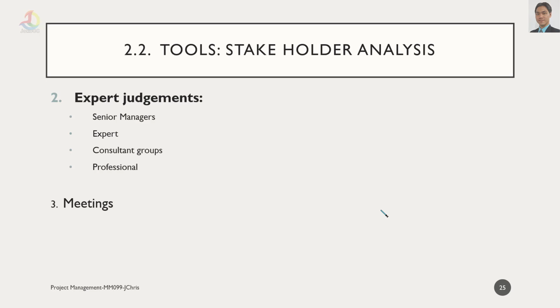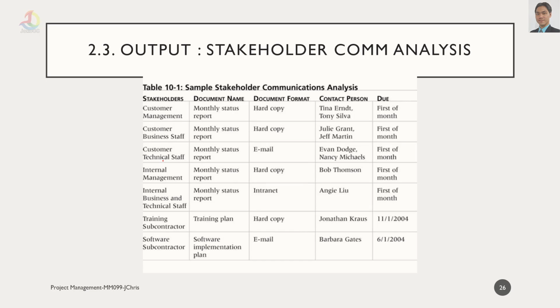The tool for stakeholder analysis is expert judgment, consisting of senior managers, expert consultant groups, and professionals. And usually to do the stakeholder analysis, we're going to do it in meetings. Now, this is the example of stakeholder analysis, communication analysis, and we can see in these columns the stakeholders and the document name and the document format and who is responsible or the contact person and when it's due.